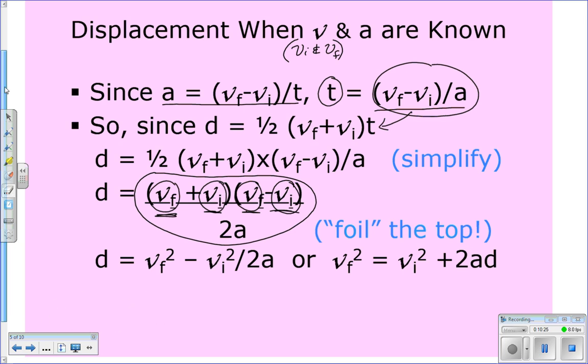Another way of finding displacement when you don't know the time interval is taking VF squared minus VI squared divided by 2a. Now, for some reason, they don't like to leave equations with fractions if they don't have to. So they rearrange this equation, and you'll typically find it written out like this: VF squared equals VI squared plus 2AD.